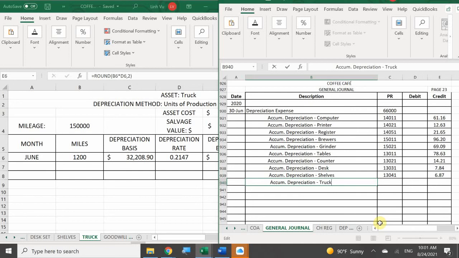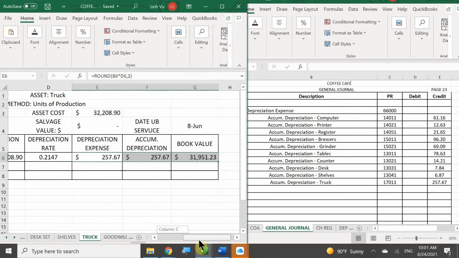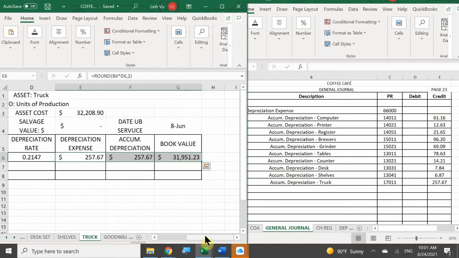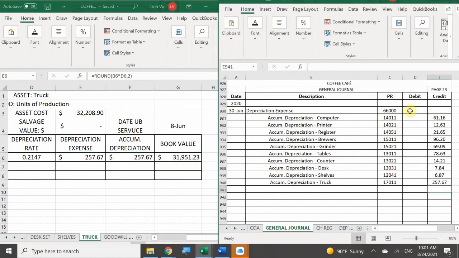I don't know what account number that is. That one is 17011. Good. So how much are we going to depreciate the truck for? $257.67. Perfect.